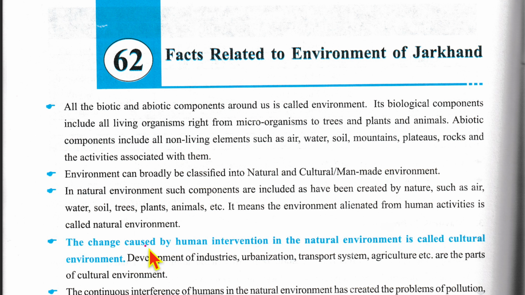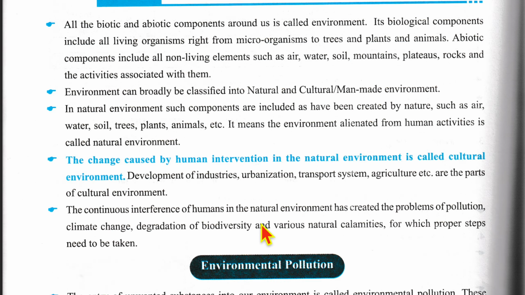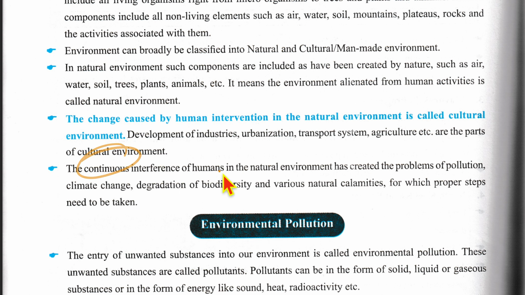The change caused by human intervention in the natural environment is called cultural environment. Development of industries, urbanization, transport system, agriculture, etc. are part of the cultural environment. The continuous interference of humans in the natural environment has created the problem of pollution, climate change, degradation of biodiversity and various natural calamities, for which proper steps need to be taken.